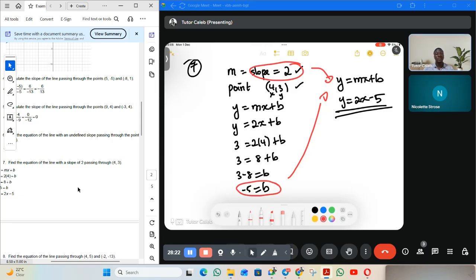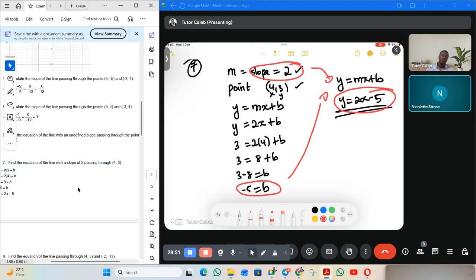Because remember, they're asking you for the equation of the line that has a slope 2 and passes through the point (4, 3). You know the equation of that line, but there are some elements in that equation that you have to find, and we already found them. So we can now put them in the formula to get the line. So that line is y equals 2x minus 5.